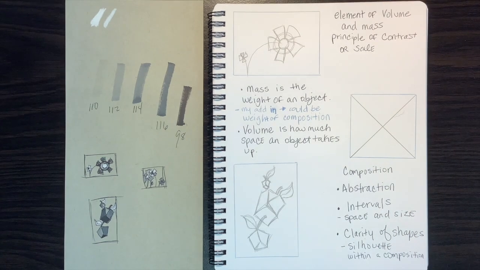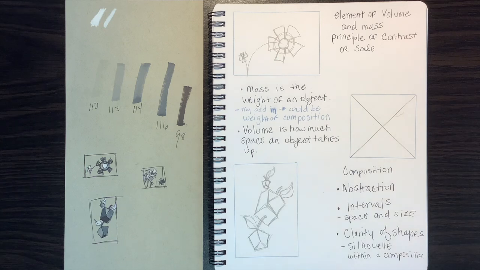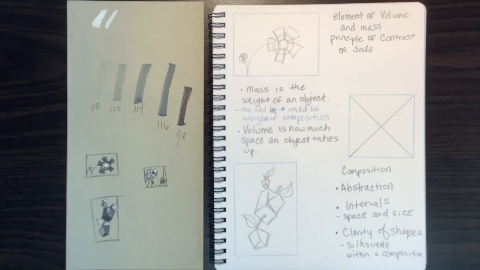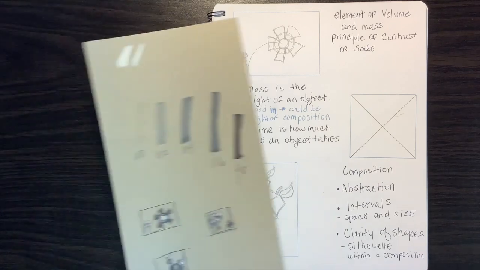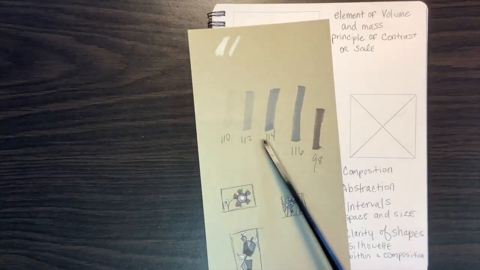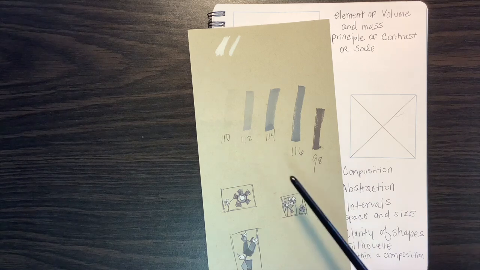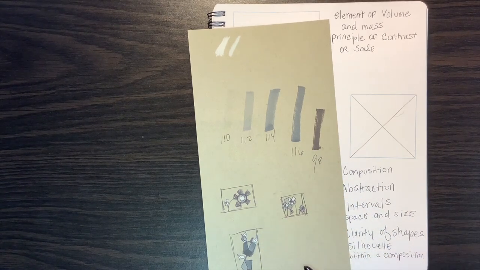So while I'm on that, let's talk about my composition. I have two compositions here, and because I want to still use gray paper with grayscale markers, I wanted to do thumbnails on this actual paper and see how my values are going to look within the composition.